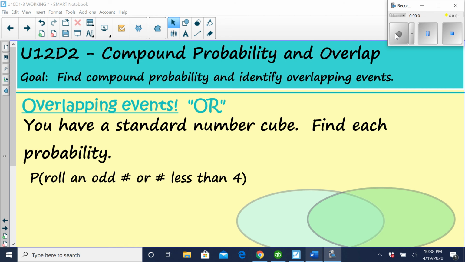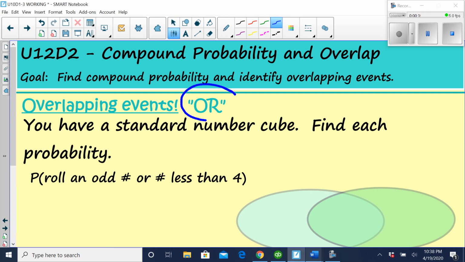Okay, today we are going to find compound probabilities and identify overlapping events. Yesterday we talked about compound probability when they use the terminology "and," or when they use the terminology "or." Whenever we have an "or" event, I really need to think about whether there's a chance that there's overlap. And we'll work with some examples.